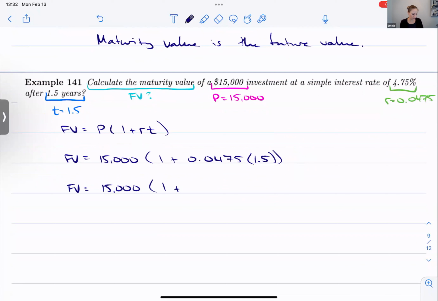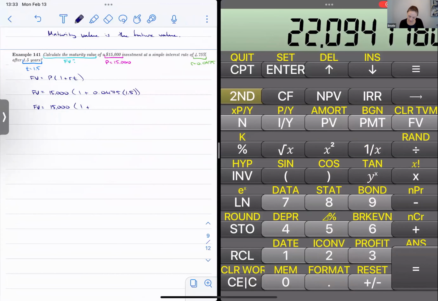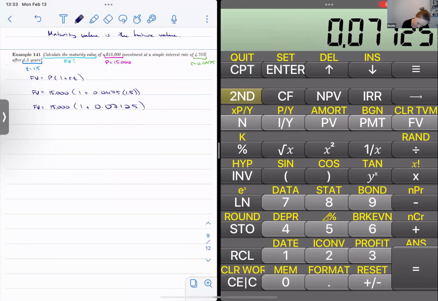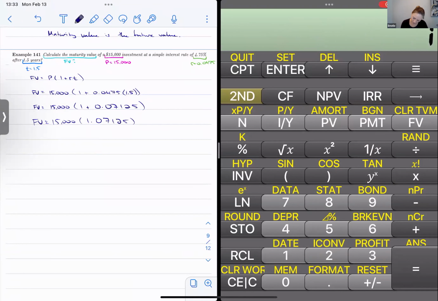In terms of showing your work in the future, you don't need to do it step by step like this, but because we haven't seen a calculation like this in a little while, I'm going to show you how to do it. 0.0475 times 1.5 equals 0.07125. So 0.07125 plus 1 equals 1.07125, so the future value is 15,000 times 1.07125.